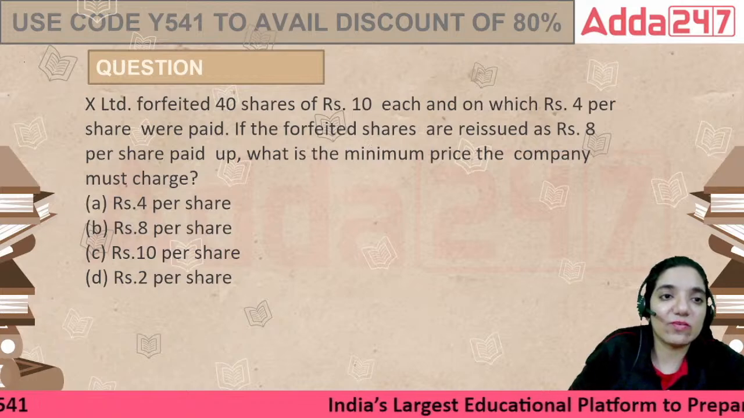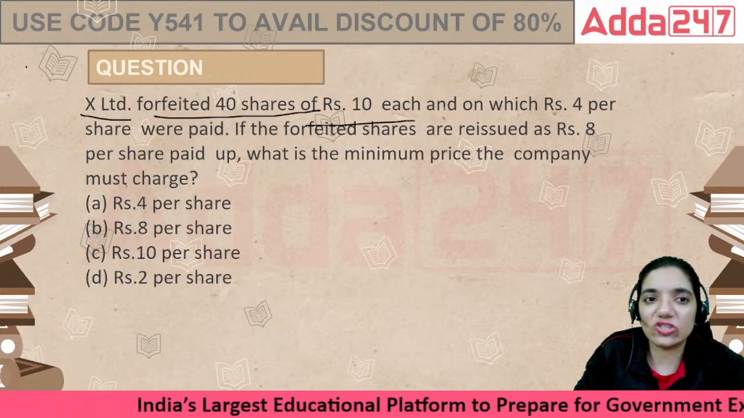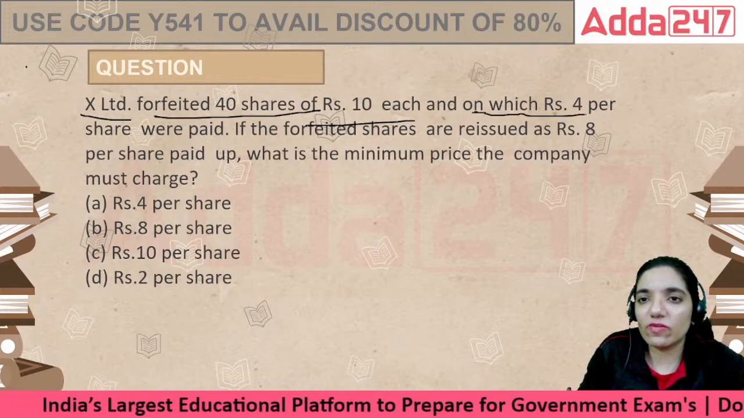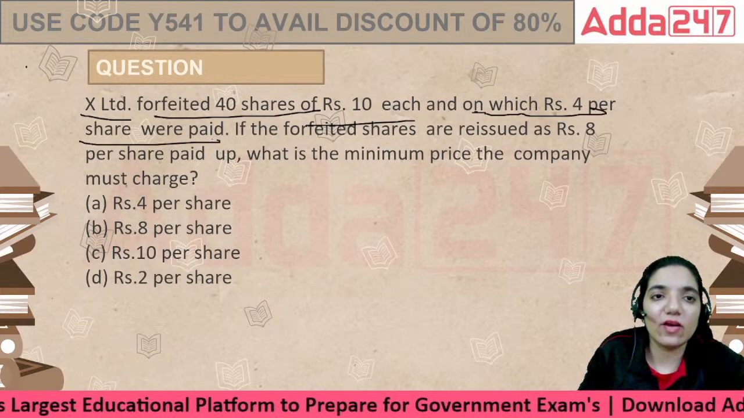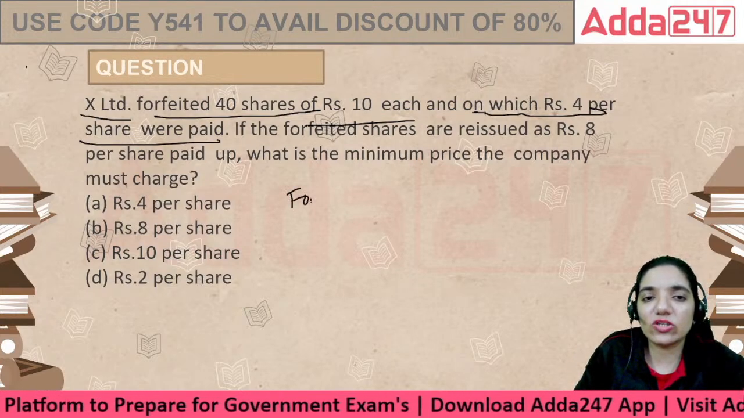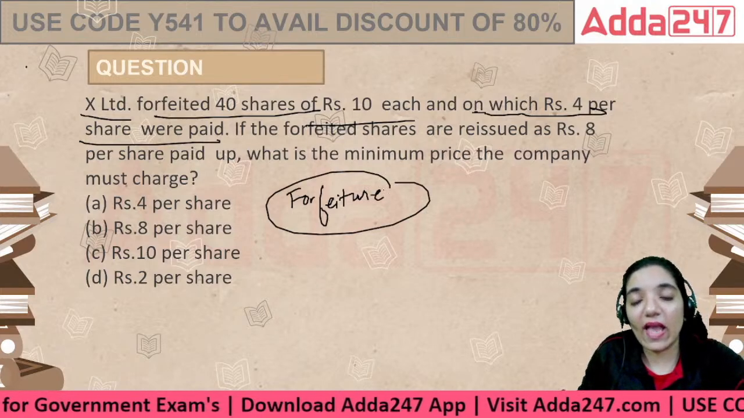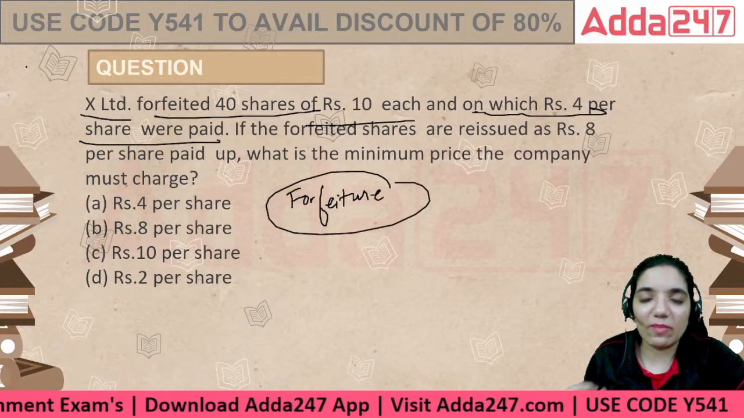Now comes the next question. This is regarding shares, everyone. It says X Limited forfeited 40 shares of rupees 10 each, on which 4 per share was paid. Whatever amount is normally paid by the people is forfeited. Forfeiture means any amount which that particular shareholder has paid.